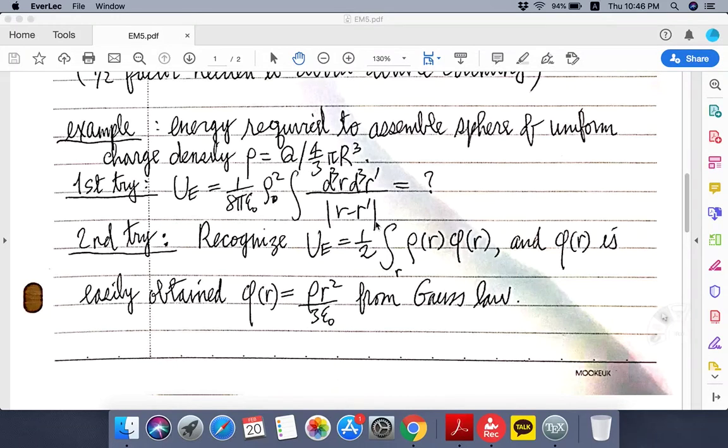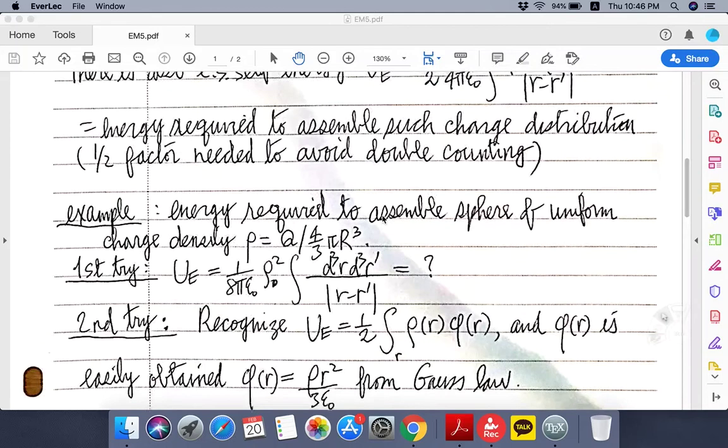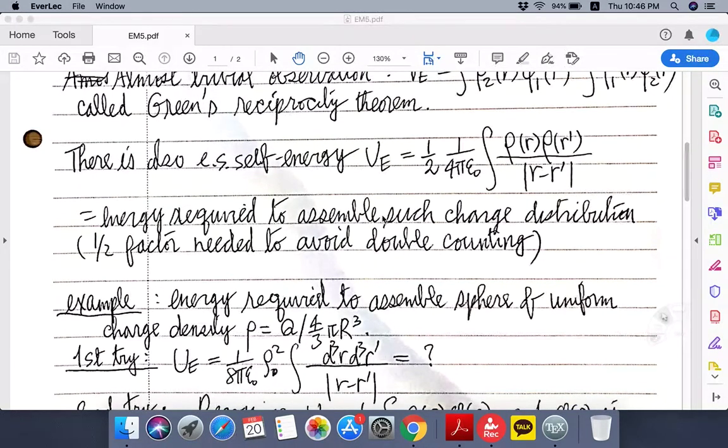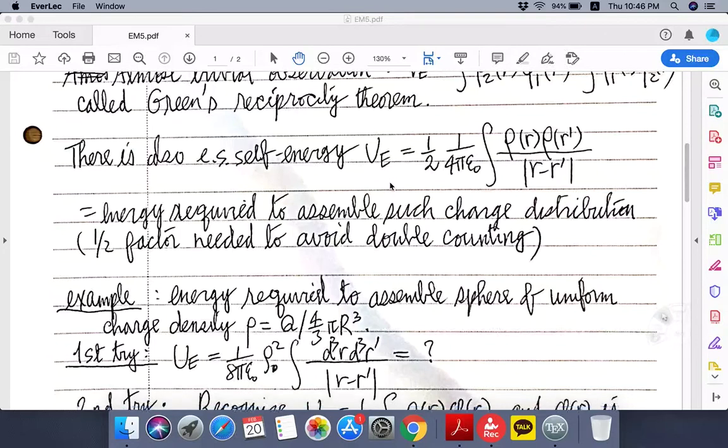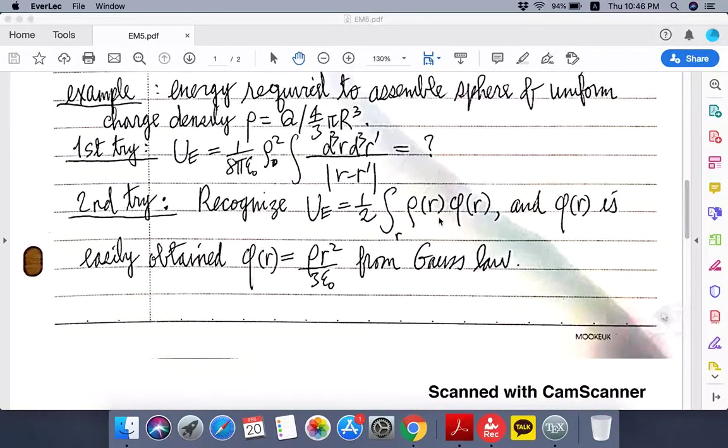So at first sight, it's not even clear that one can perform this double integral easily. So the first try, which is the most naive approach to evaluating this energy, seems to fail. But there's a more clever way, and that is by following the interpretation of this self-energy as the potential phi multiplied by the charge density and integrated over all space.